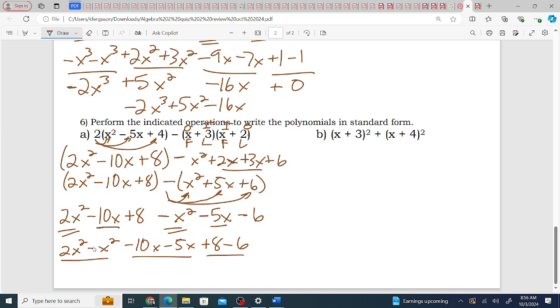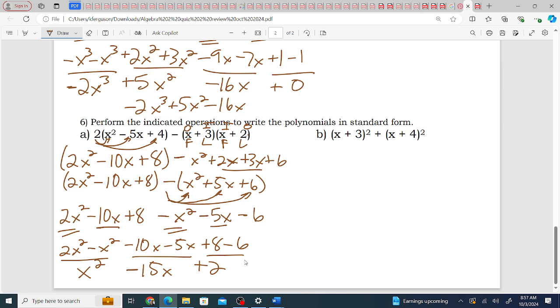So what's 2x squared minus x squared? It's just 1x squared. 2 minus 1, that's x squared. I've got negative 10x minus 5x. What's that? Negative 15. If the signs are the same, you add and you keep the sign. So 10 and 5 is 15. Both of the signs are negative, so that's negative 15x. And then I've got 8 minus 6. 8 is the biggest. The signs are different, so I keep the sign of the 8, so it's plus 2. And that's the whole thing. x squared minus 15x plus 2.